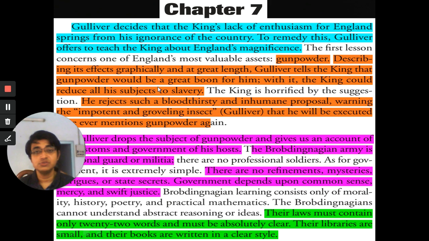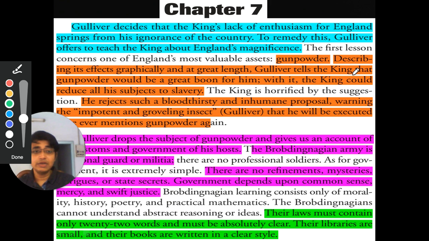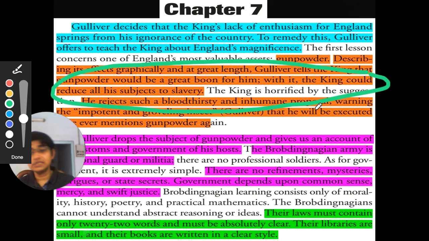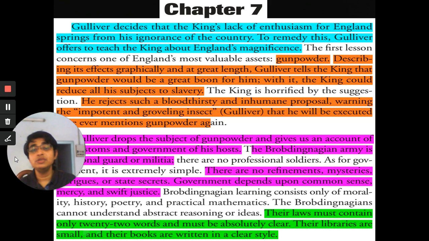So this is a very important portion of Gulliver's Travels, where Gulliver is talking about power politics, power dynamics, that a king can reduce all his subjects to slaves. Through which instrument? Through the instrument of fear, by showing fear, through using this particular instrument of gunpowder, how subjects can be turned into slaves.